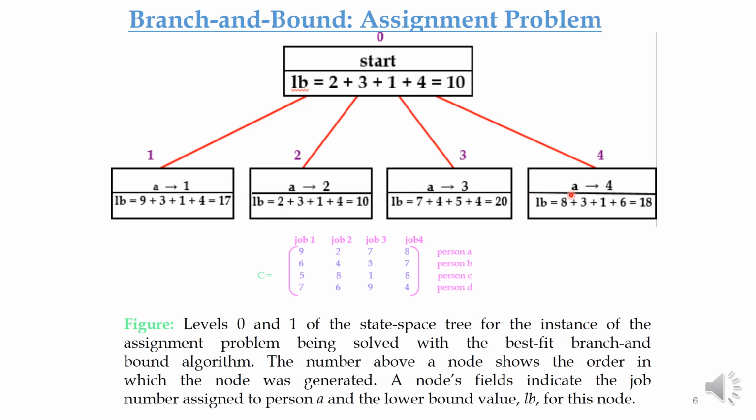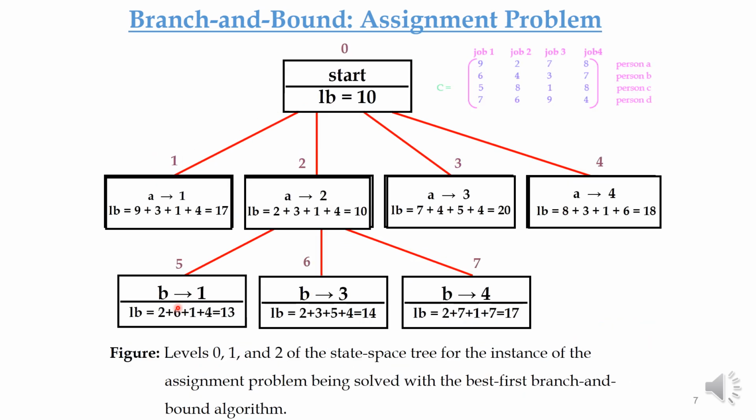Among all these 4, this node 2 is the smallest one. So now we have to expand from this node 2. It generated 3 nodes: B is assigned job 1, B is assigned job 3, and B is assigned job 4. Now again we have to follow the same thing. The first person's job, 2, is already assigned, so we keep 2 for all the 3 nodes. Then we take the first job for B. The first job cost for B is 6. Then for the remaining rows, the smallest values 1 and 4 are recorded here. So the total value is 30.